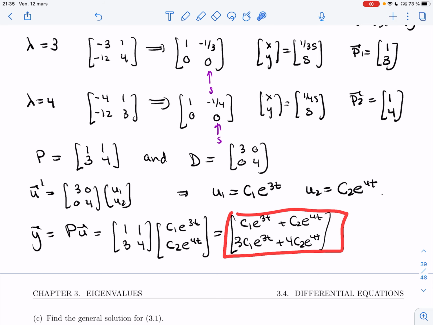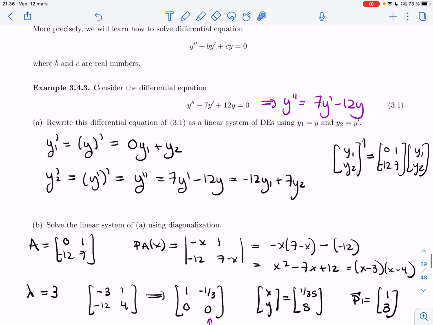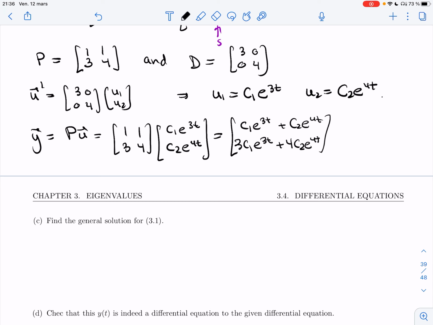Bit complicated, but we got through it. But that's not the one we cared about. We don't care about y1, y2. We only care about y. And so I'm only going to keep y1. So find the general solution for y. y is y1, and so it's c1 e to the 3t plus c2 e to the 4t.